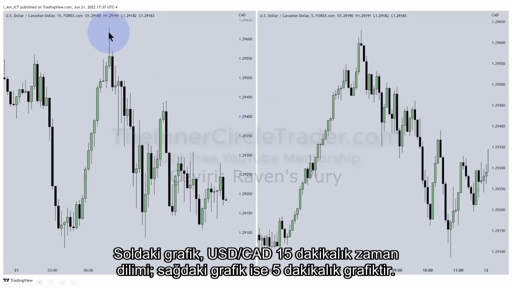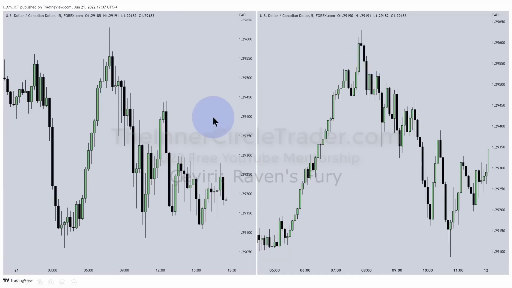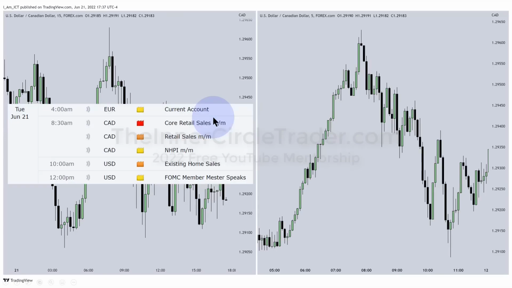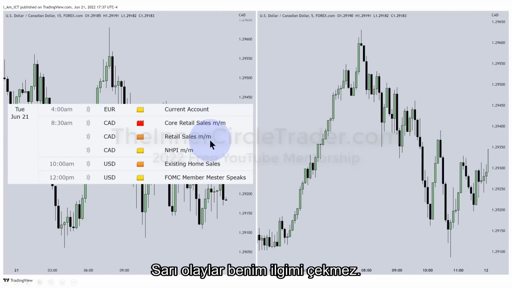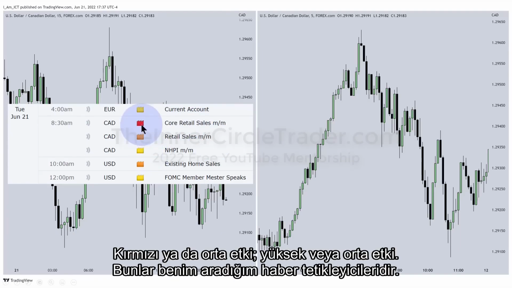The chart on the left here is a 15-minute time frame for dollar CAD, and the chart on the right is a 5-minute chart. On the economic calendar, you can see at 8:30 in the morning, June 21st, 2022, we had a high impact news driver for core retail sales and a medium impact retail sales number. Yellow events, I'm not interested in. Red or medium impact, high or medium impact, those are the news drivers I'm looking for.